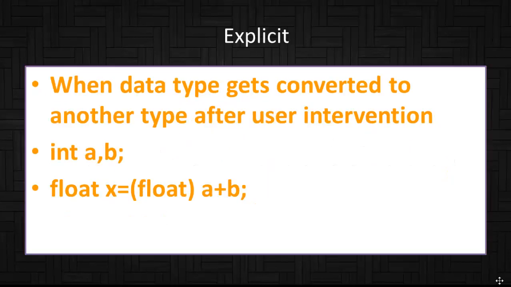Explicit type conversion. When data type gets converted to another type after user intervention. Int A, B. Float X equals float(A plus B).